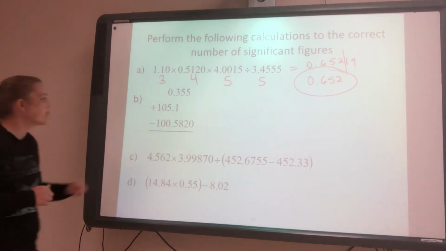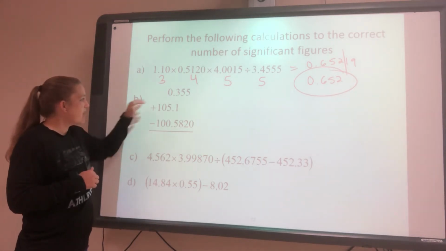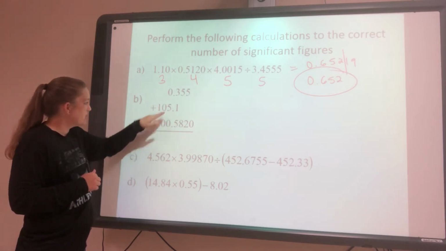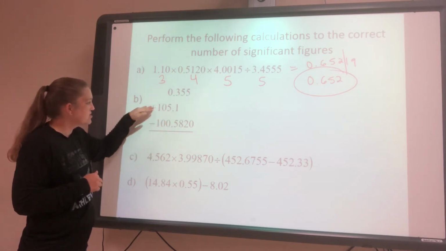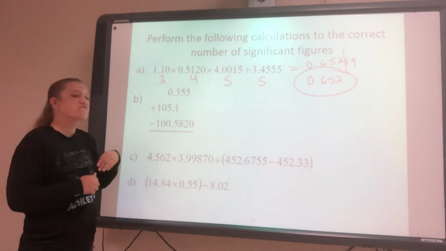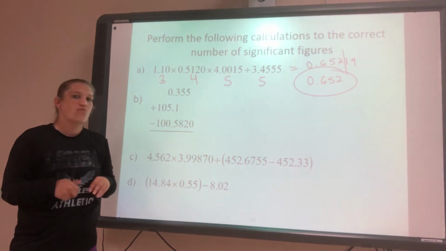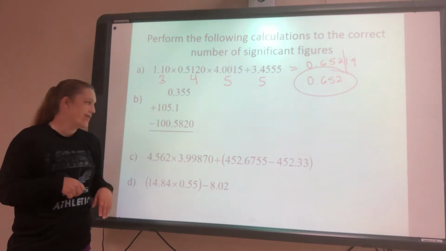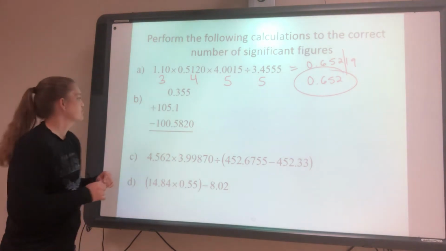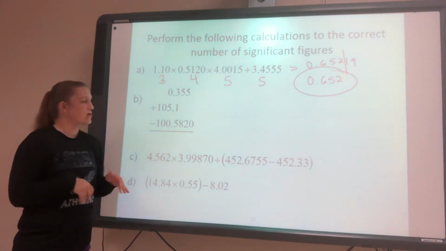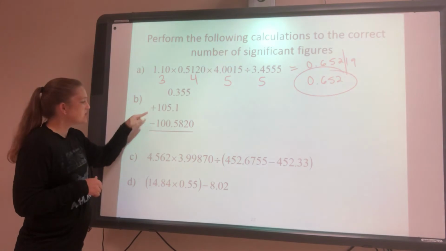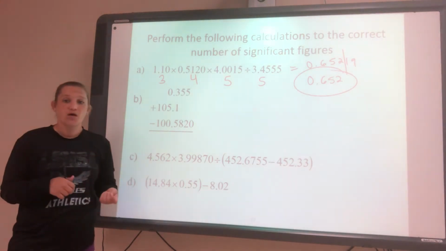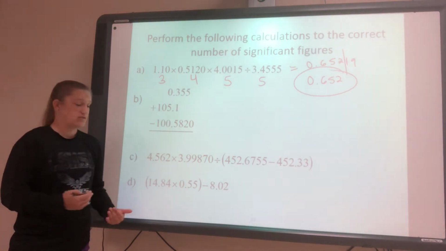All right, so let's look at B. B has this number plus this number minus this number. So it's just addition and subtraction. And it's written kind of the old school, back in the day way that they would teach you addition and subtraction. You probably aren't used to seeing it like that, but it'll be easier. Okay? So addition and subtraction is what rule? Fewest number of decimal places.